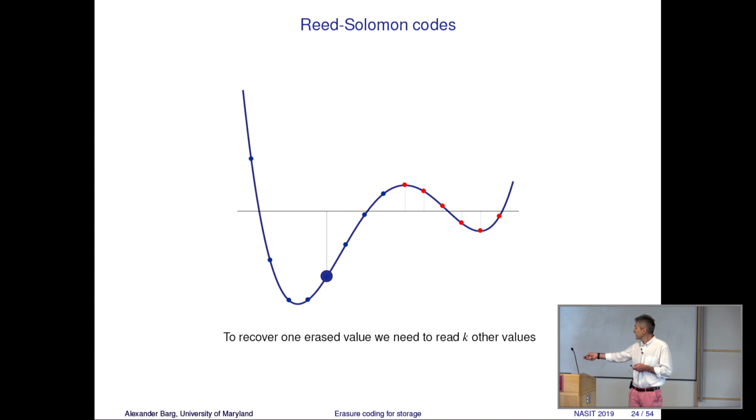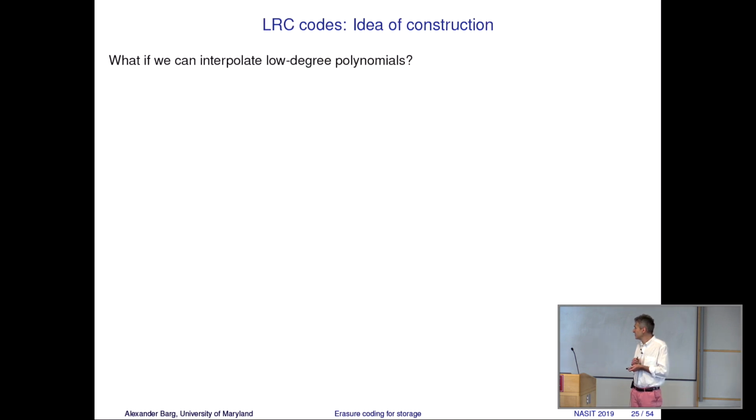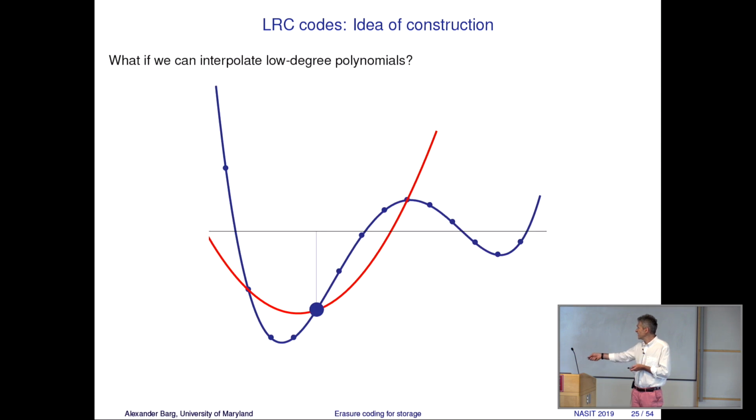To recover the entire codeword, we need to interpolate a polynomial of degree k through the points p1 to pn, through the evaluation points. But we only need one coordinate. Is it not possible to do something more clever than recovering the entire codeword? Well, suppose that this polynomial could be restricted to a smaller set and become a smaller degree polynomial. If that's possible, then that would be a good idea to construct the code. So what if we can interpolate a low degree polynomial through the lost point?